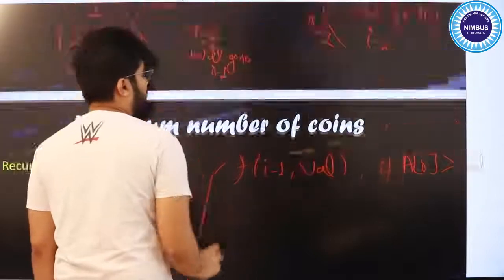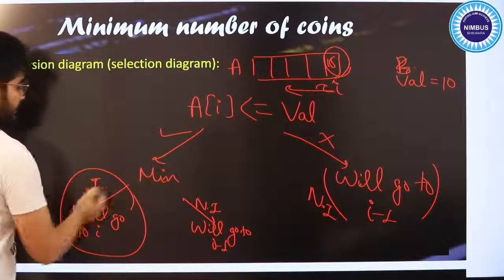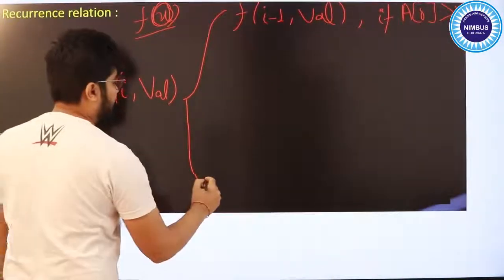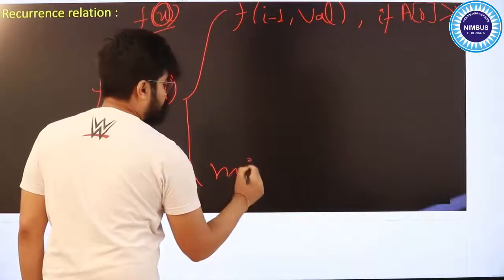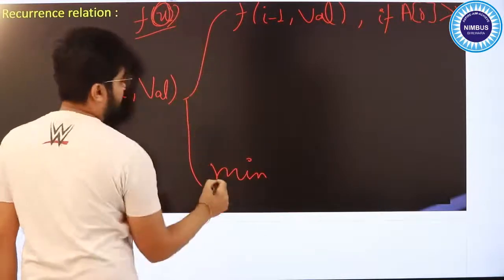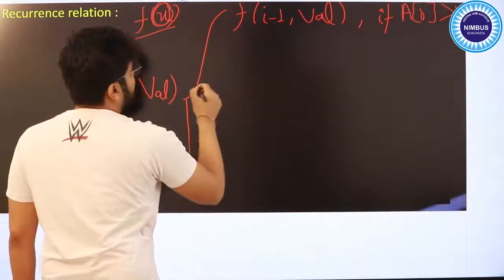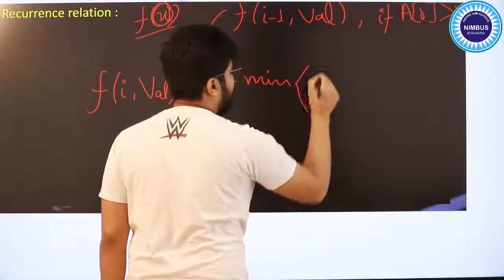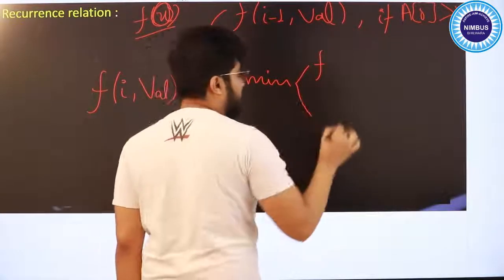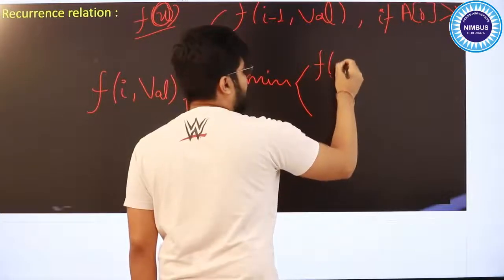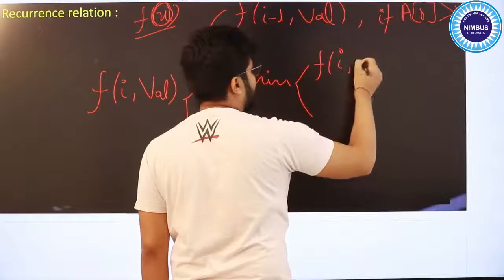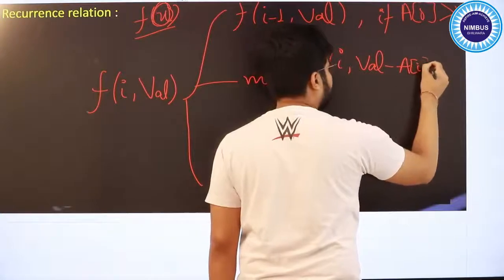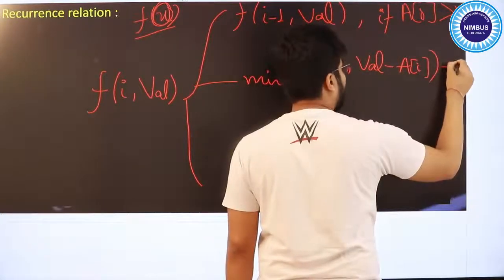Okay, now let's look at the diagram. We need to find the minimum of these two when this condition is being satisfied. Okay, so let's write it. So we want min, or I'll do one thing, let's erase this. Yeah, so we'll write here min. Now min of two conditions. So either we will include one coin of this denomination. In this case, we'll stay at I, and what will we do? The value will be reduced by the denomination of this coin, plus one coin.